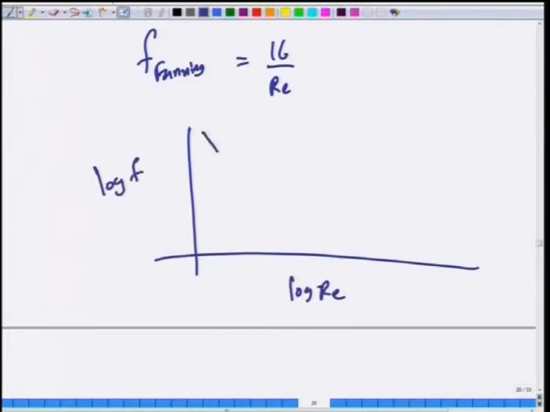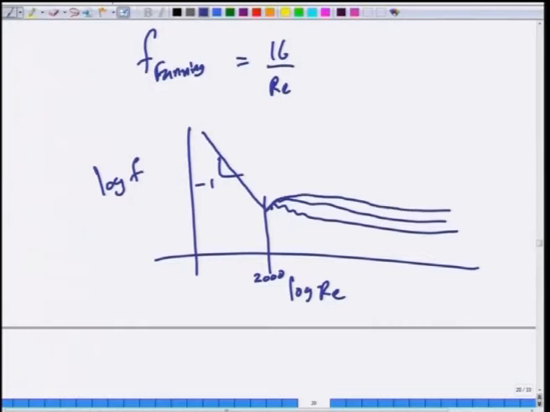Okay. So, when the flow is laminar, this relation will be a straight line with slope -1, but after some point the flow becomes turbulent. After the Reynolds number of 2000, the flow becomes turbulent, and when the flow is laminar, the result between friction factor and Reynolds number is independent of pipe roughness, but when the flow is turbulent, it does depend on pipe roughness.